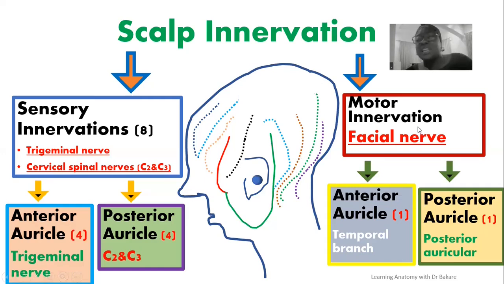While for the motor innervation, we have the facial nerve. So we have 2 branches from the facial nerve. One branch will supply the anterior region of the scalp that is located in front of the auricle. Then the other branch of the facial nerve will be supplying the posterior region of the scalp that is located behind the auricle. So this is what is presented in this slide. And this, of course, can be used as a summary slide in studying the innervations of the scalp.